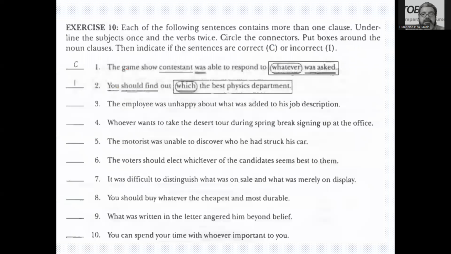That's what we got. Okay, so let's try to do these exercises. Each of the following sentences contains more than one clause. Underline the subject once and the verb twice. Circle the connectors and put boxes around the noun clauses. And then let's check if these are correct or incorrect. Look at the example. The game show contestant, subject, was able to respond to, here we have the noun clause. This is the connector. It was also the subject for the verb was asked. So it's fine.